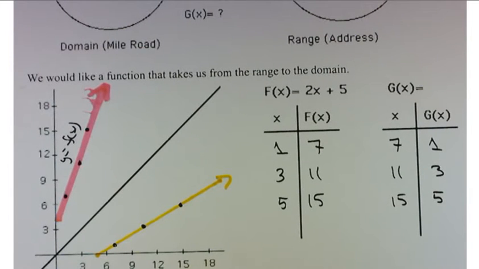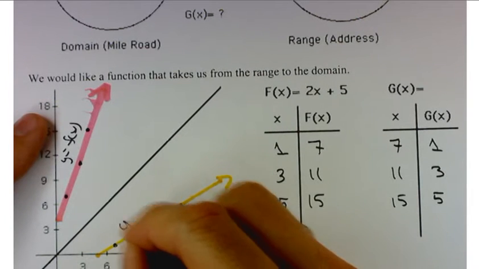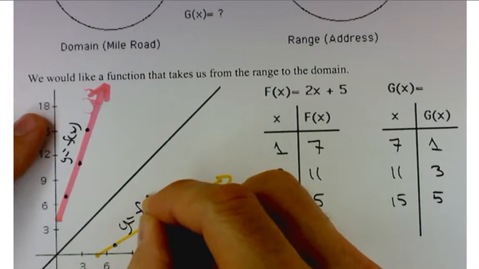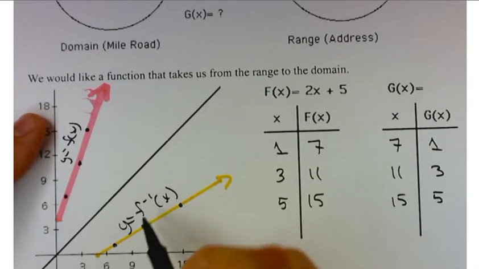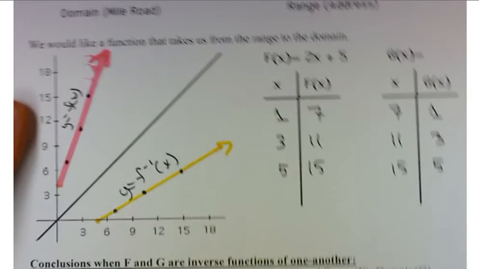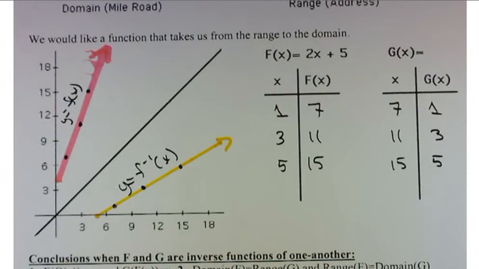So this is the graph of my inverse function. Now, let me give you some notation for that. It's called f negative 1 of x. That's your inverse function. Now, we don't actually have an expression for that yet, but that's our goal. Our goal is to find that expression.